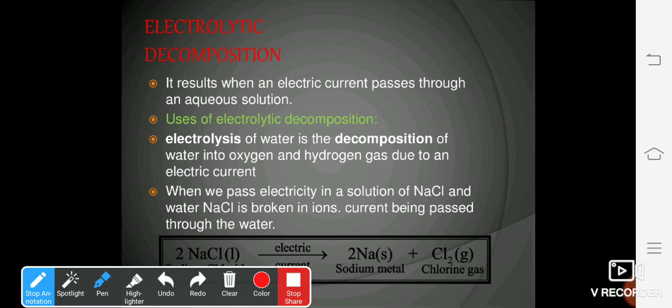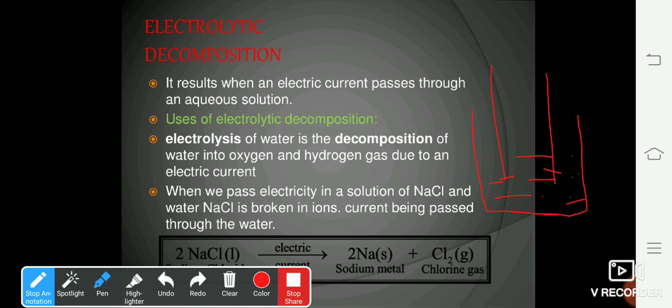The uses of electrolytic decomposition are: electrolysis of water is the decomposition of water into oxygen and hydrogen gas due to an electric current. Now you can do the same thing. You can take the same electrolytic setup, take some water in the container, add a small amount of acid to it for the electrolysis to take place because pure water is a bad conductor of electricity. It does not allow electric current to pass through it. When you add a small amount of impurity like any acid, it increases the electrical conductivity of water.